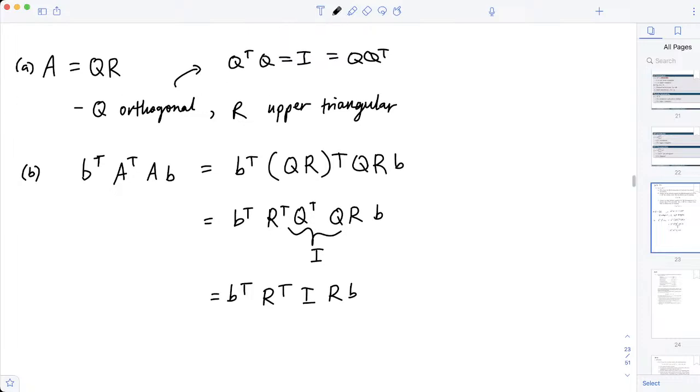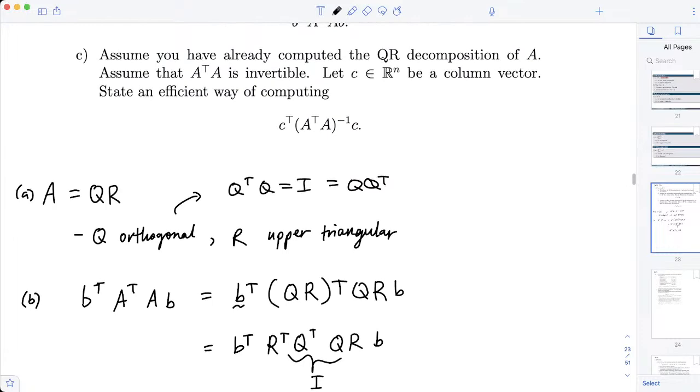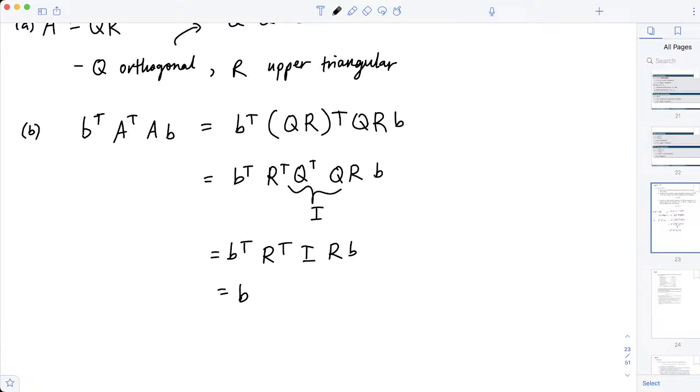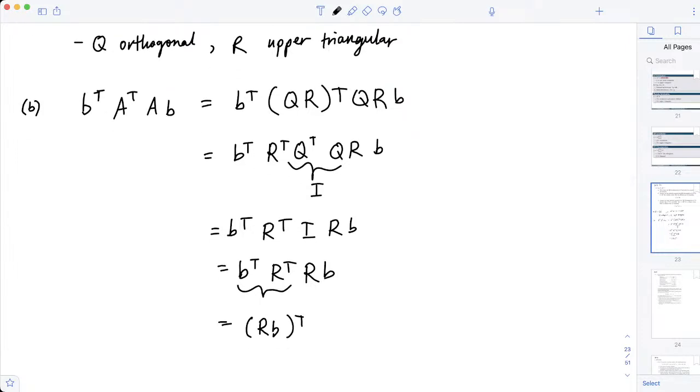I'm not going to be bothered to do that. So B transpose R transpose R B. And what we notice over here is that this is actually just RB transpose times RB. Anytime you see something that looks like this, you know something's going on there. And what we get is just the dot product of RB with itself.